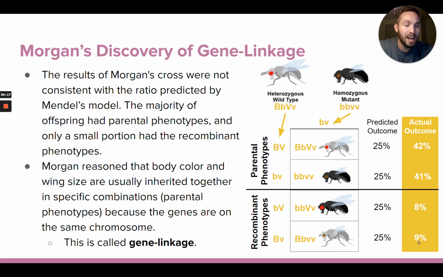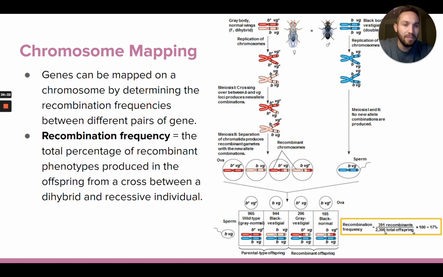So it's 8% and 9%, so total that's 17%. So the recombination frequency would be 17% for these two genes. These two genes, it looks like they're recombining in these new combinations 17% of the time. That's the recombination frequency, which is what I have listed right here. You can see it was 17% for those two genes, for body color and the type of wing.